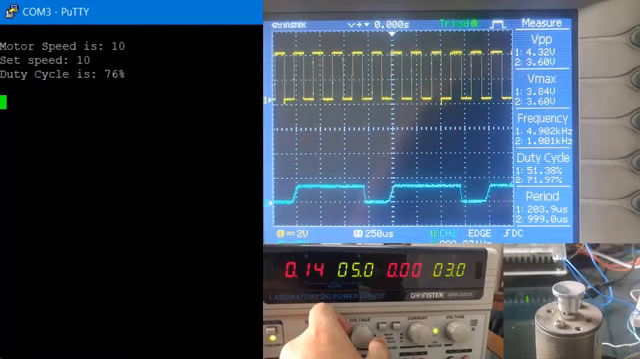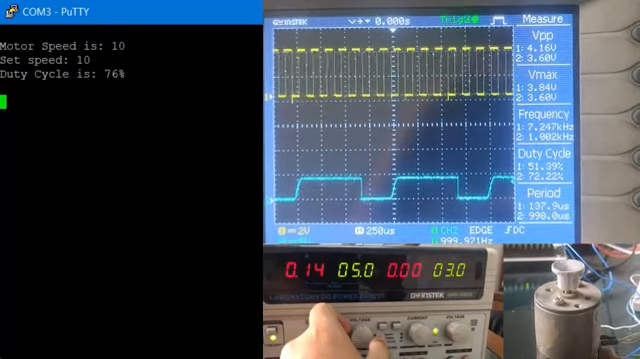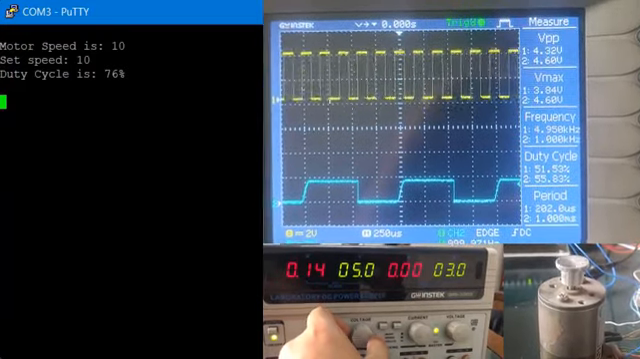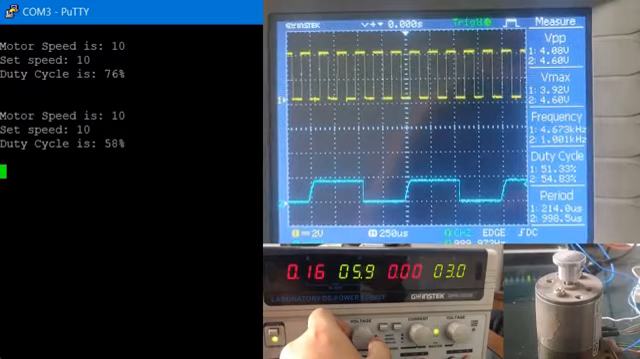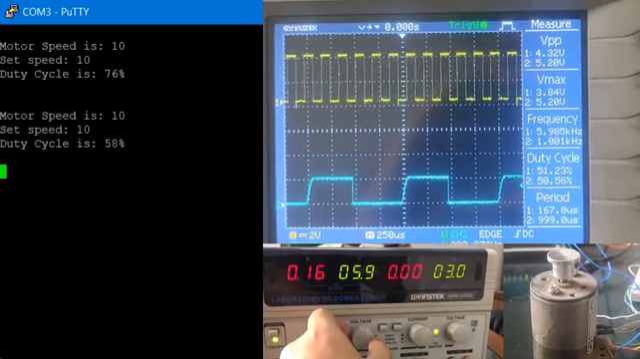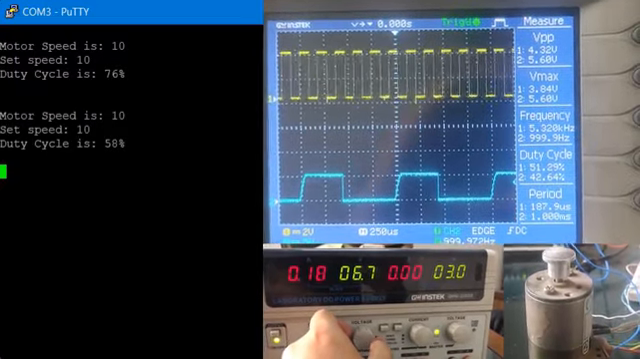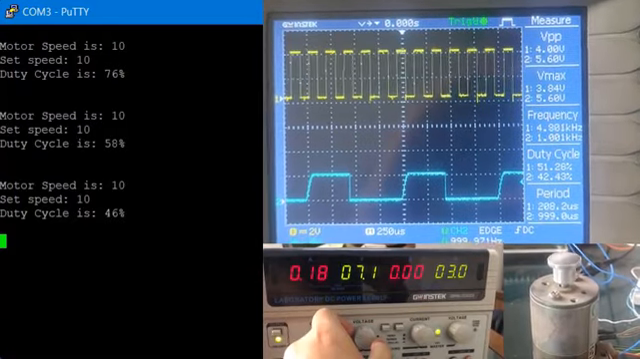Now we will increase the voltage and see that the duty cycle of the PWM signal will decrease to maintain the frequency of the quadrature pulses at 5 kHz. As you can see from the screen, if we increase the voltage up to 6 volts, the duty cycle of the PWM reduces to 58%. If we further increase the voltage to 7 volts, the duty cycle reduces to 46%.